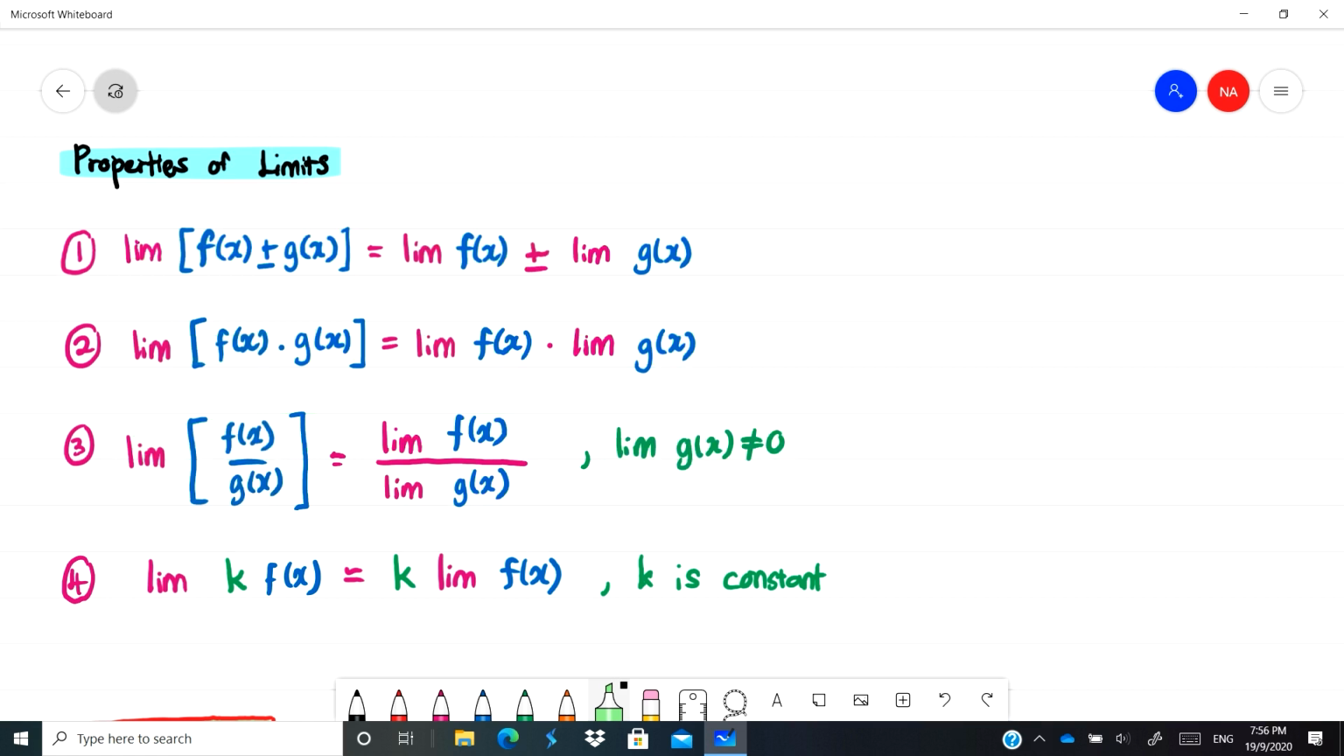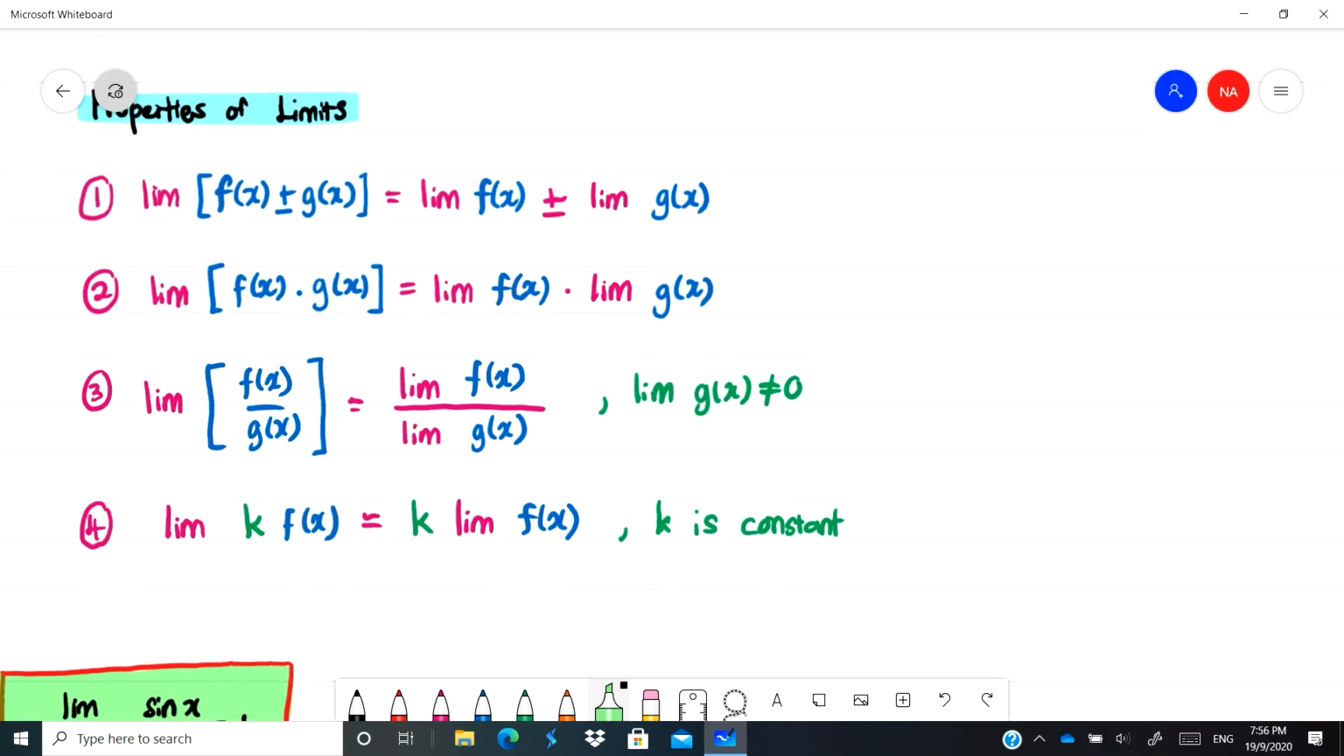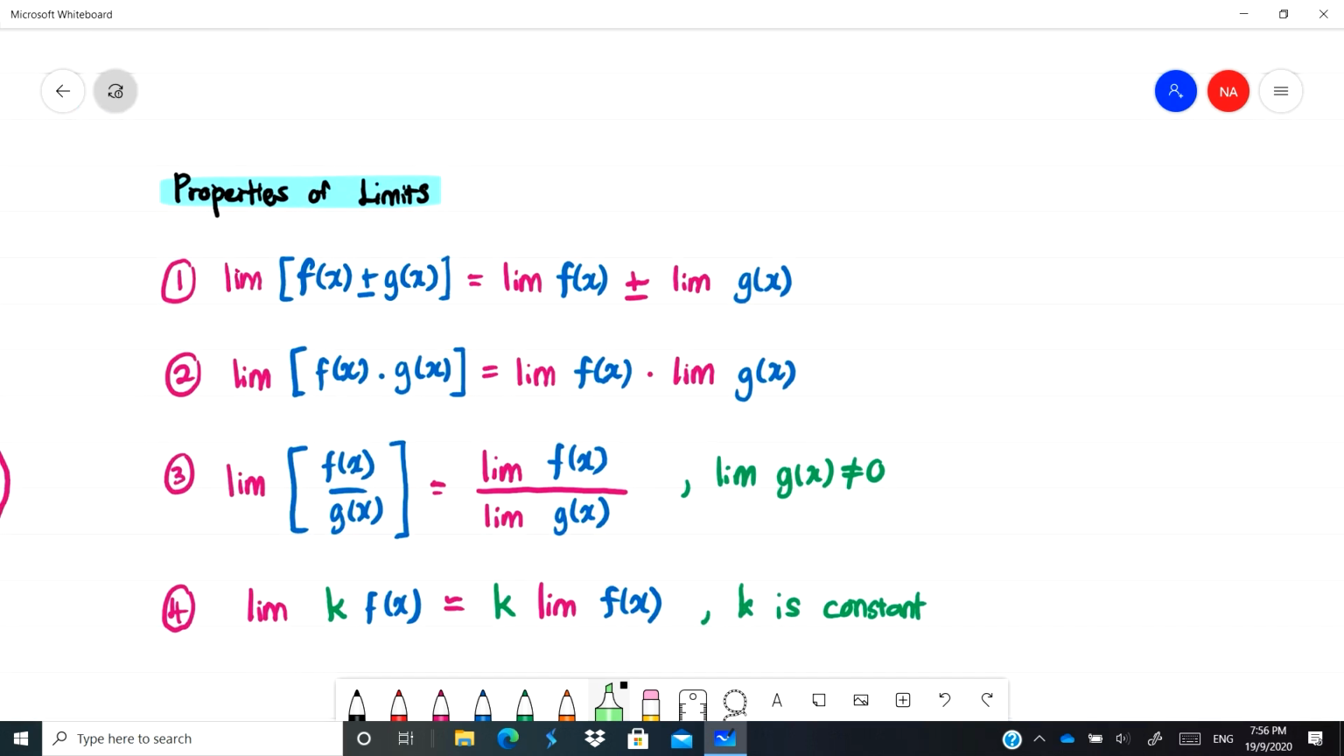The last one: if we have the limit of k f(x), where k is a constant, we can take the k outside the limit, so we put k in front and have k times the limit of f(x). Note that these 4 properties will be used a lot when we want to use the squeezing theorem.